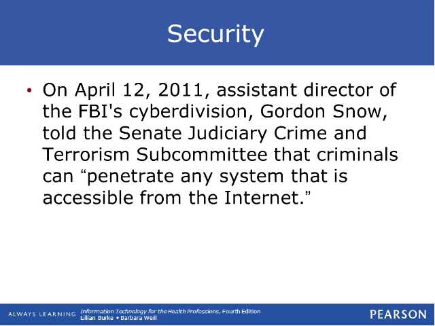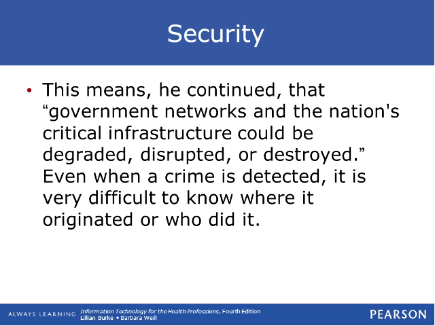On April 12th, 2011, the Assistant Director of the FBI Cyber Division, Gordon Snow, told the Senate Judiciary Crime and Terrorism Subcommittee that criminals can penetrate any system that is accessible from the Internet. And so that's a real problem, being able to develop not just one response, but multiple layers of response. First of all, ones that tell us it's happening, and two, are able to counteract that. This means that government networks and the nation's critical infrastructure could be degraded, disrupted, or destroyed.